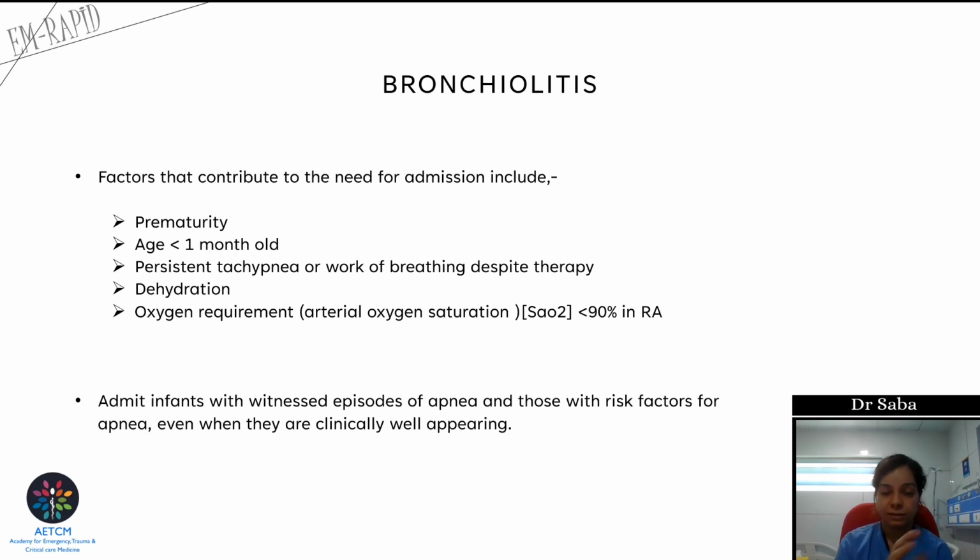So when such category of people present at the ER, we can keep in mind worsening of the patient's condition. So we admit infants with witnessed episodes of apnea and those with risk factors for apnea, even if they appear well clinically.